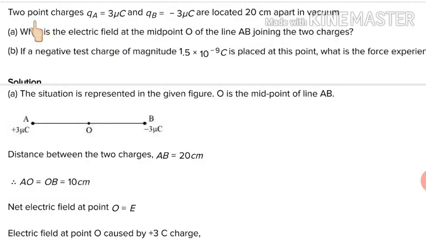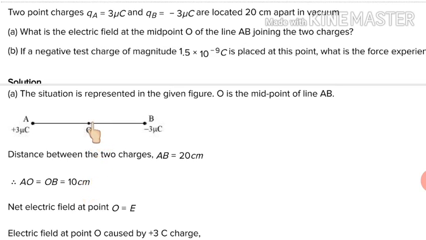The next question is, two point charges QA equals 3 microcoulomb and QB equals minus 3 microcoulomb are located 20 centimeter apart in vacuum. What is the electric field at the midpoint O of the line AB joining the two charges? So here is point A at which this charge is there, and at point B we have this charge. O is the midpoint, and the question is that we are supposed to calculate the electric field at point O due to these two charges. AB is given to us, that is 20 centimeter. So what will be OA and what will be OB? It will be 10 centimeter.